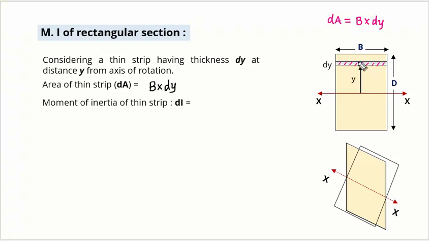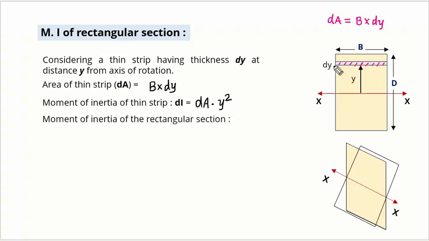Now since this strip is very thin, its moment of inertia is also going to be a very small value. Why? Because the area is very small. Since the area is infinitesimally small, its moment of inertia is also going to be infinitesimally small. That will be simply written as the area of the strip dA times its distance from the axis of rotation, y square. We have already defined the moment of inertia of a small area as area times its distance square from the axis of rotation.